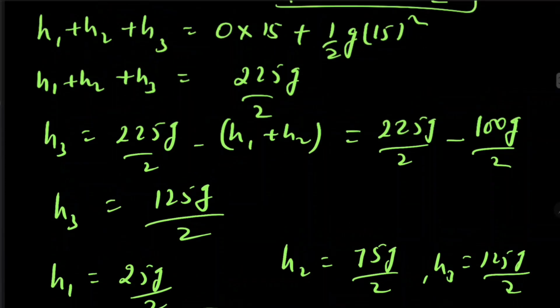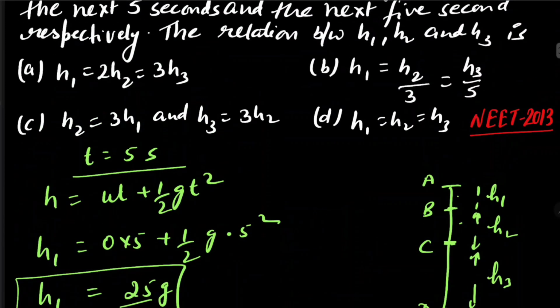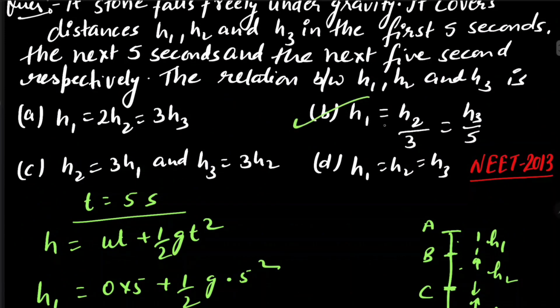Let us check which option is correct. So here, option B is correct. h1 is equal to h2 by 3 is equal to h3 by 5.